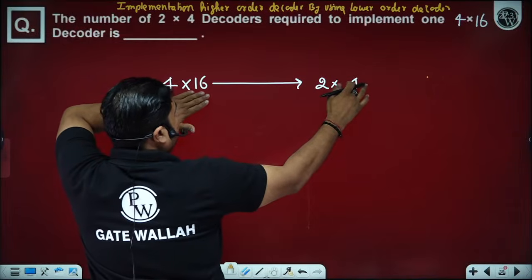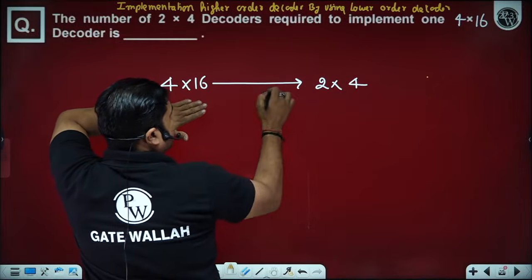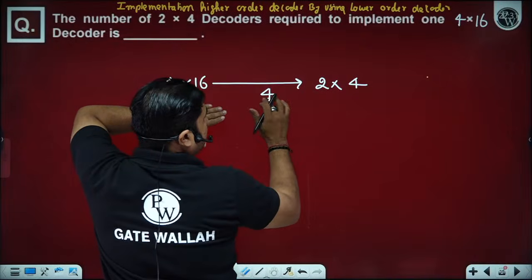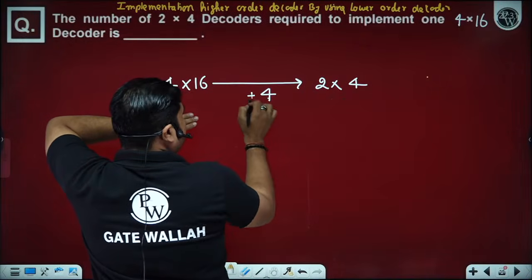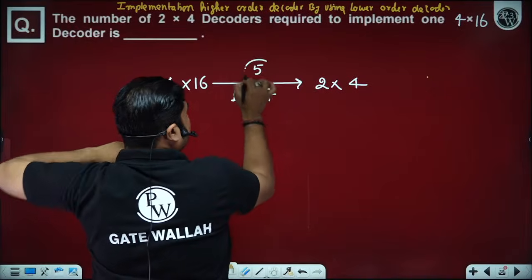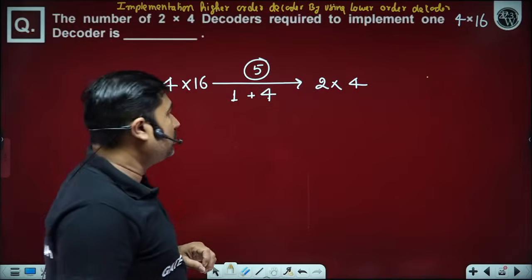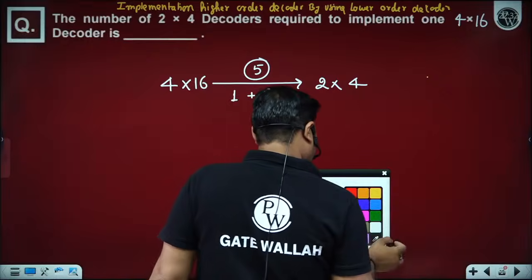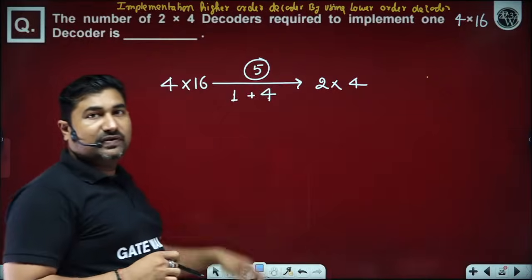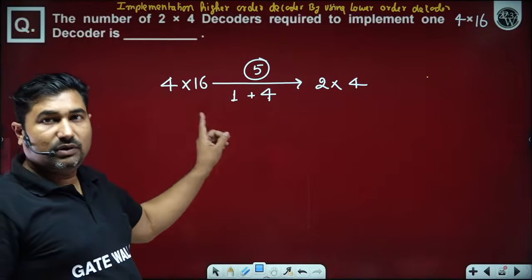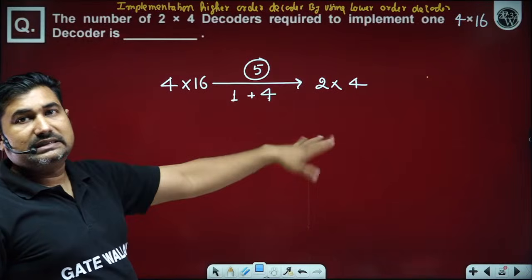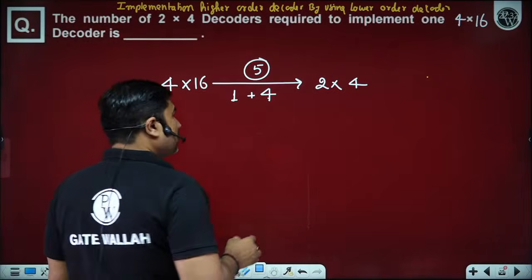So now please observe here, we have 4 and we have 16. First of all, you need to divide this 16 by this 4, it goes 4 times. Then again this 4 needs to be divided by this 4, so it goes 1 time. So total will become 5. And also you know how to connect these 5 decoders to make a 4x16 decoder operation from 2x4 decoder.